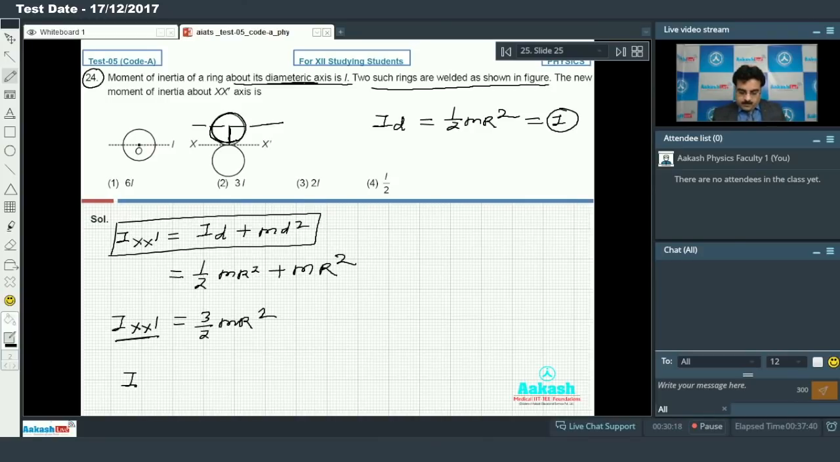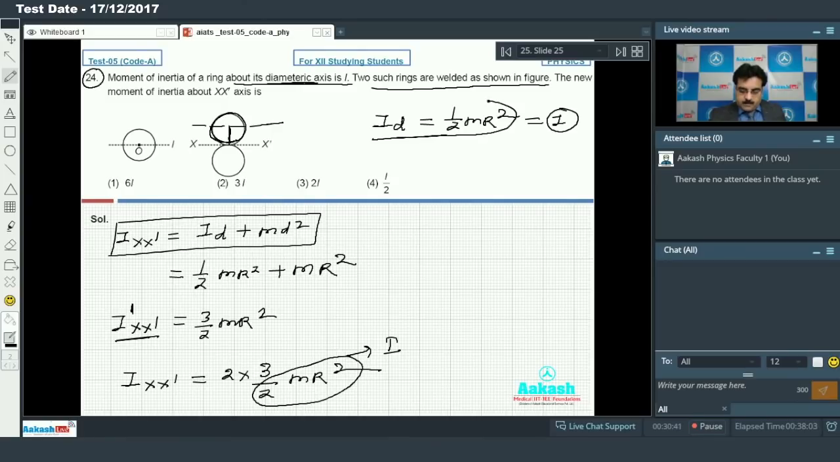So for the final moment of inertia about xx dash, if I consider this is I dash and this is the final, we'll multiply it by 2, 3 by 2 mr square, and we know this value is just equal to I according to the problem, because the question says that I is equal to 1 by 2 mr square, and you can take this as equal to I. So when I replace this value, we'll get 6I. So my final answer is option number 1.